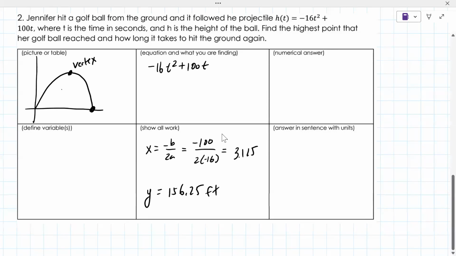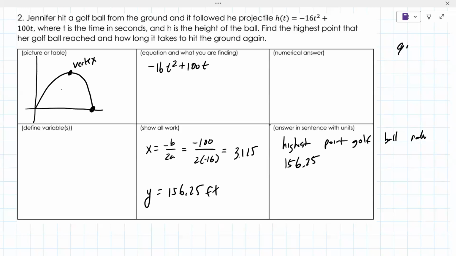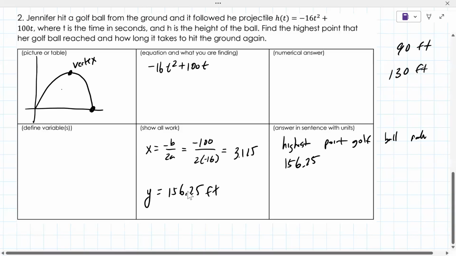That's the vertex. Sometimes the sentence can be confusing, but you just include the words. You can say the highest point that the golf ball reaches is 156.25 feet. Which is actually very high for a golf ball. Professional golfers are about 90 feet. Occasionally you see something as high as 130. Very rare. That's practically impossible.